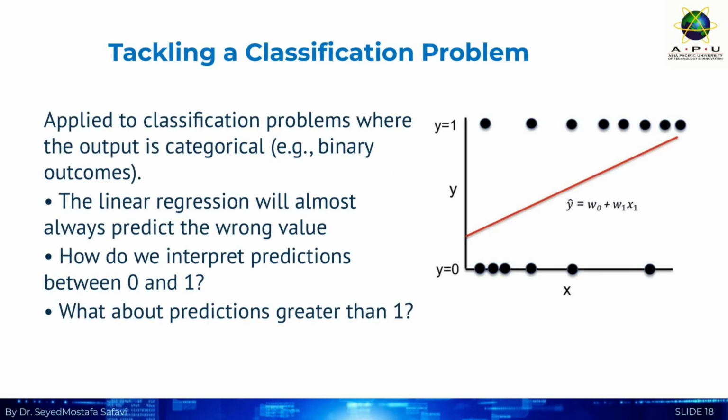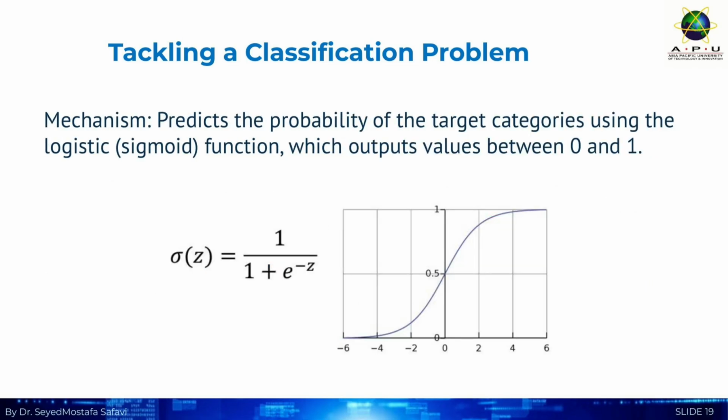Why can't we use simple linear regression for classification? Imagine predicting spam, 1, or not spam, 0. Linear regression can predict values like 5 or 2. What does a probability of 5 mean? Nothing. It makes no sense for a categorical problem. We need a way to take the output of our linear model and squeeze it into the range of a probability between 0 and 1.